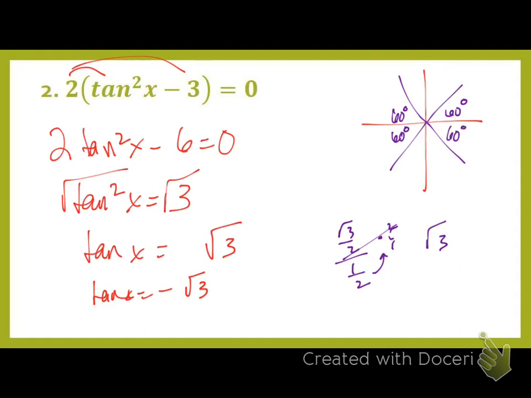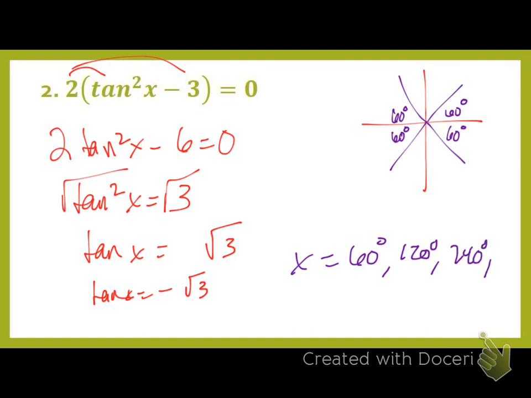And so to go find our solutions, and I'll get rid of this little side work here, x is going to have to be 60 degrees. Subtract 60 from 180 and get 120. Take 60 and add to 180, so get 240. And then take 60 and subtract it from 360 and get 300. And so there are your solutions.